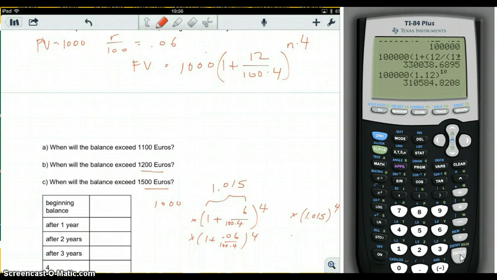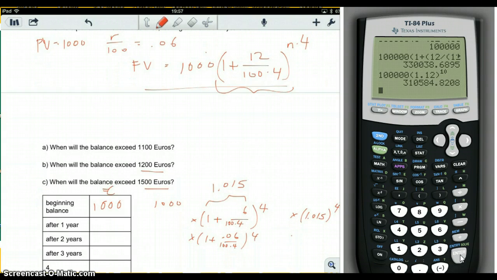So to help us out, I've made this chart here. So the beginning balance is obviously 1,000 euros, so we're going to put that here. Okay, these are all euros. And then after 1 year, we're going to use this formula to figure out how much it's going to be after 1 year, and we're going to use our calculator to do that. So all we need to do is figure out what is this part here. 1 plus 12 over 4 times 100.